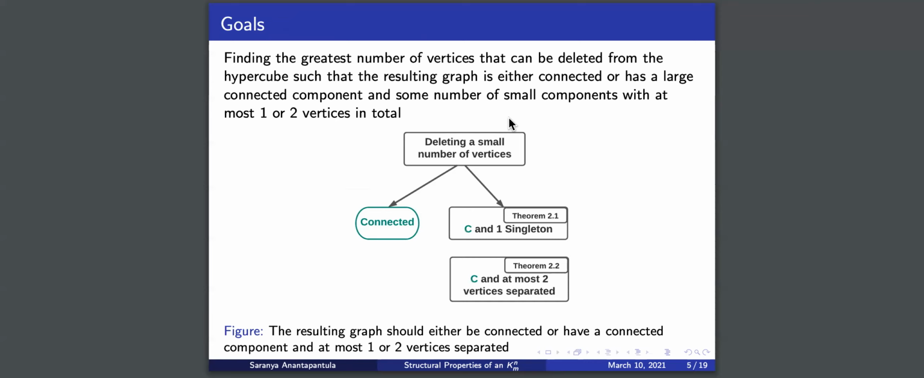So our goal is to examine the fault resistance of m-ary n-dimensional hypercubes when a small number of vertices is deleted, specifically about 2 or 3 times the regularity of the graph. Our main result is a bound in terms of m and n on the greatest number of vertices that can be deleted from the hypercube, such that the graph is still connected or has a large connected component, which we can call C, and some number of small components with at most 1 or 2 vertices in total.